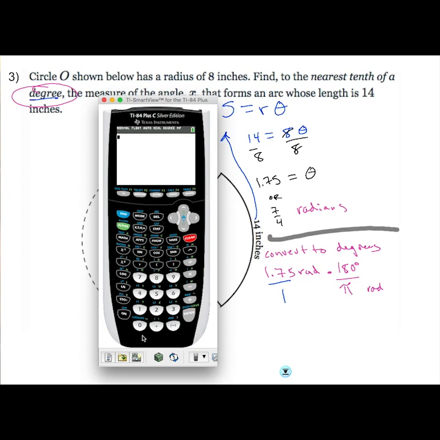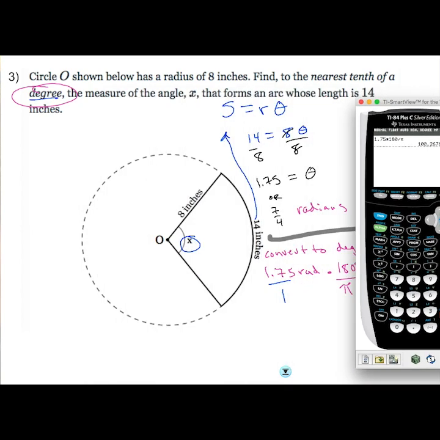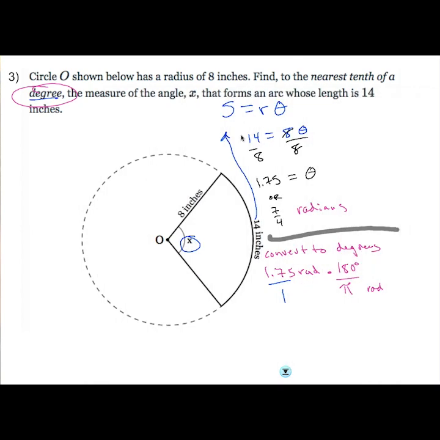We know we're going to go to the nearest tenth of a degree here. So here's what it looks like on my calculator: 1.75, again, you could use 7/4 if you'd like, times 180 divided by 1 times pi. Let's hit enter. There we go, 100.26. We're going to the nearest tenth of a degree, so 100.3 degrees is my final answer. And there you go. So you have arc length.